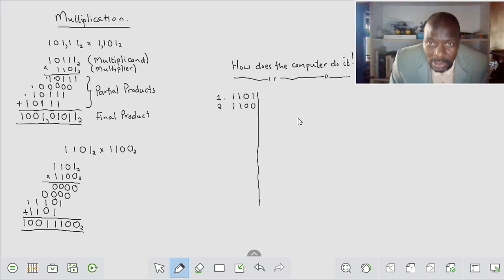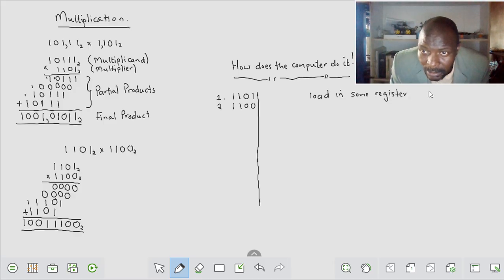I'll try to be as straight as I can to save time. So now, this step here will be step 1. We'll probably load this in some register, the multiplicand.